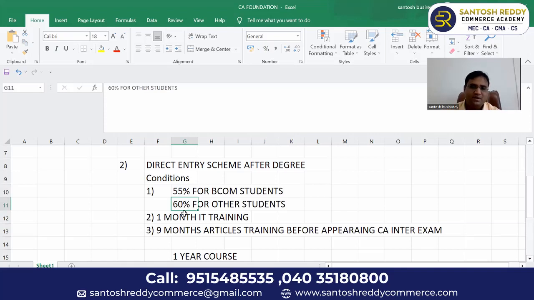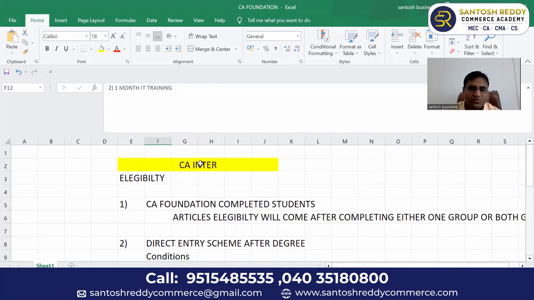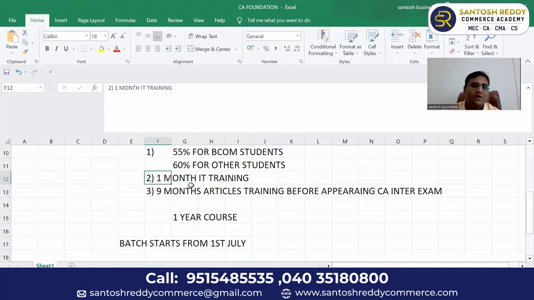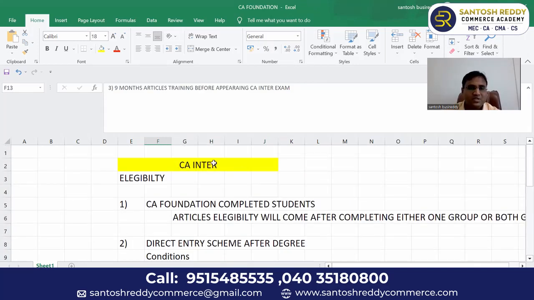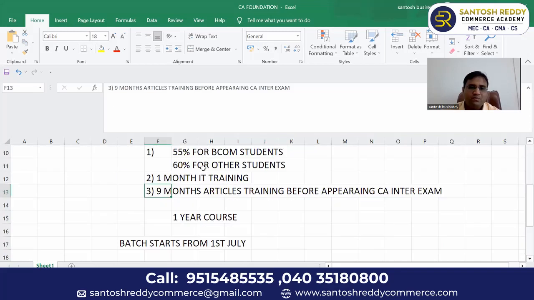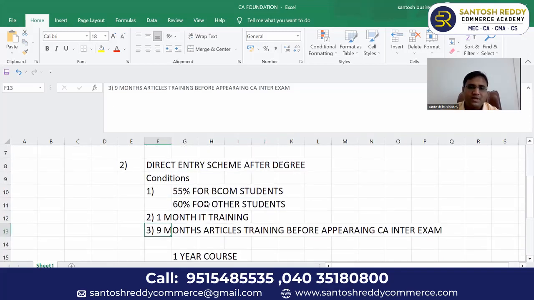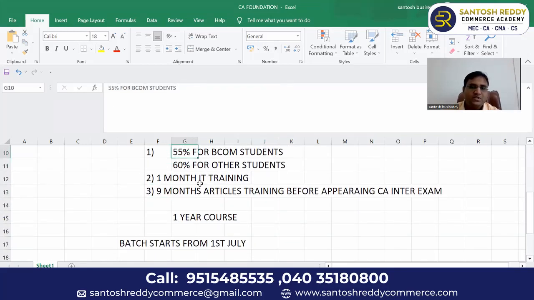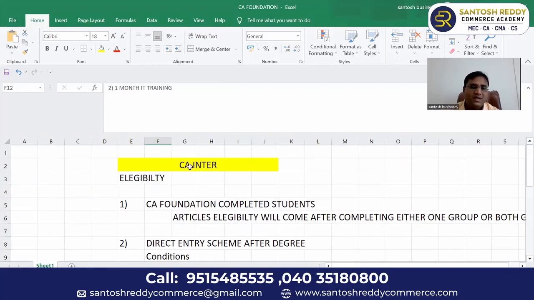That is the first condition. Second condition, before going to the CA Inter exam, you should complete 1 month of IT training in the Institute of Chartered Accountants of India. Another condition, 9 months of articleship training should be completed before entering the CA Inter exam. You can attend the CA Inter course now itself, but before writing the exam, you should complete 9 months of articleship training. These are the three conditions for those coming into CA Inter after degree. So you should have 55%, complete 1 month training and complete 9 months articleship training. Then you can write the CA Inter exam.